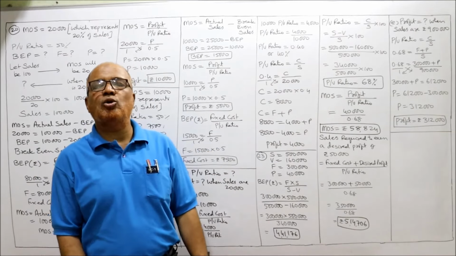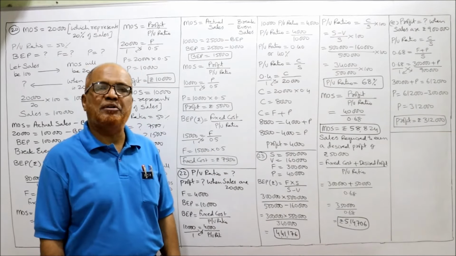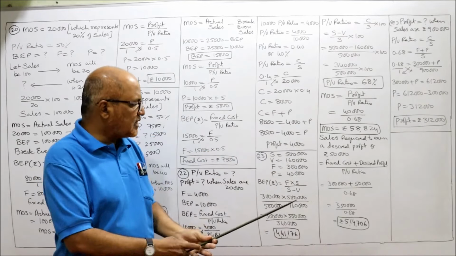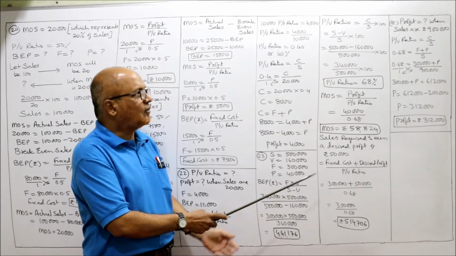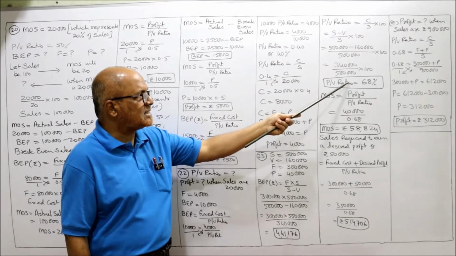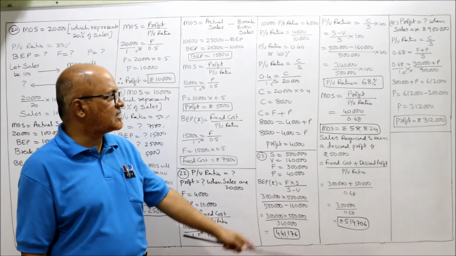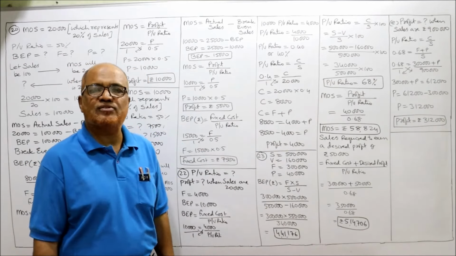Third question, it is asking you MOS. One easy formula we can apply, profit by PV ratio. Profit is given in the problem, 40,000. So 40,000 divided by 0.68. Just now we got 58,824. This is the MOS, margin of safety.